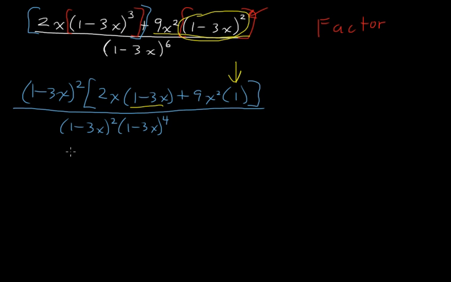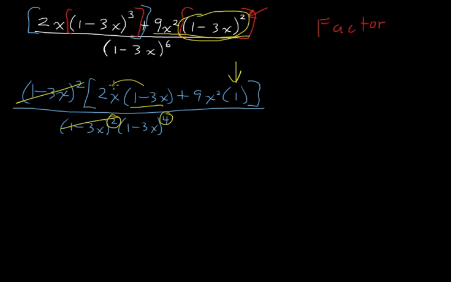Like I say, in the denominator, I have factored the 1 minus 3x all to the sixth power with a second power and a fourth power. The reason I did that is because I know that this whole thing is going to cancel. So now we still have just 1 minus 3x raised to the fourth power in the denominator.